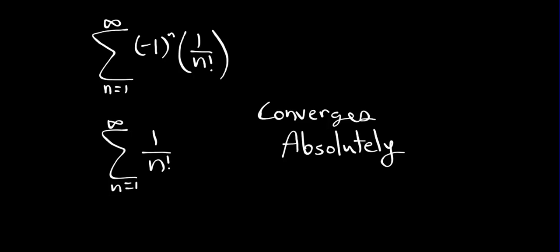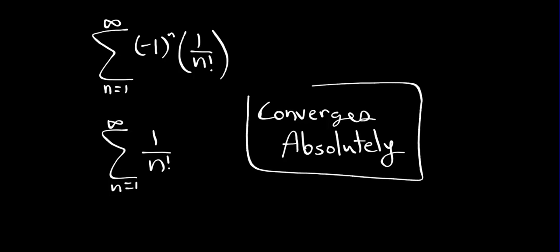Okay. So when something converges, even when you take away the alternating component, in other words, when you look at the absolute value of all that's inside that sum, and if that still converges, we say that converges absolutely.